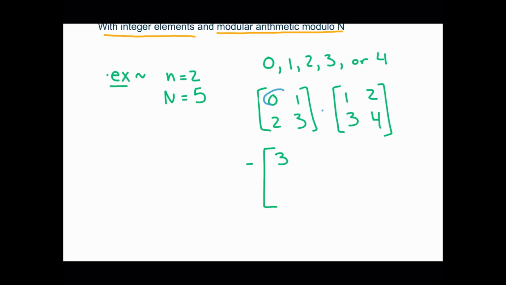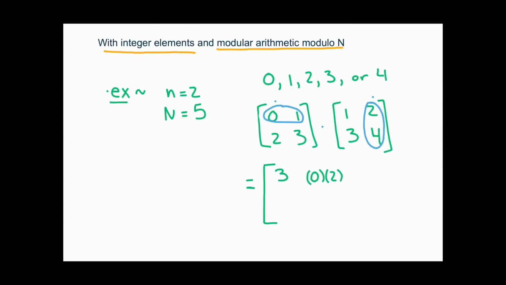Next, we'll work with the first row again, but this time the second column. So we're going to do a similar procedure. First, multiply 0 and 2, and then add 1 times 4. The result of this is, of course, 4. So 4 becomes our top right element in the product matrix.